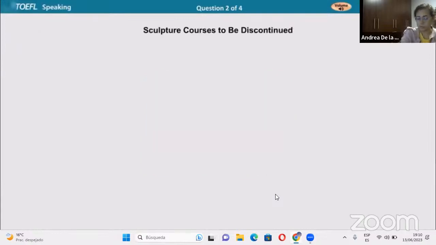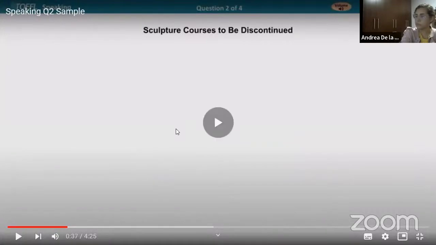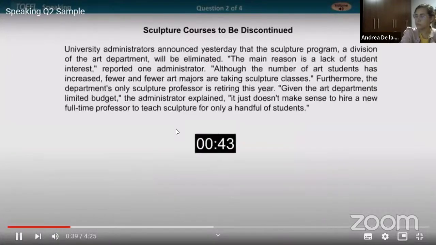The university is making a change in the courses it will offer. Read the article from the university newspaper about the change. You will have 45 seconds to read the article. Begin reading now.